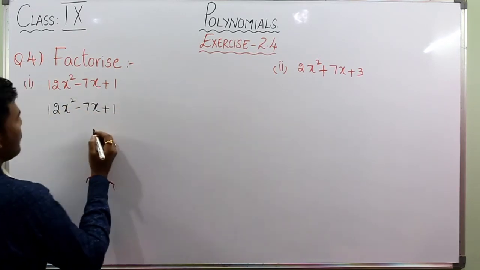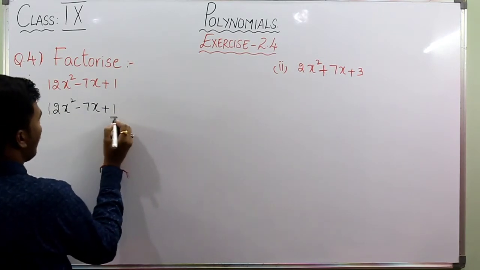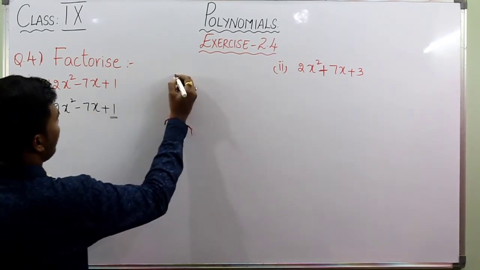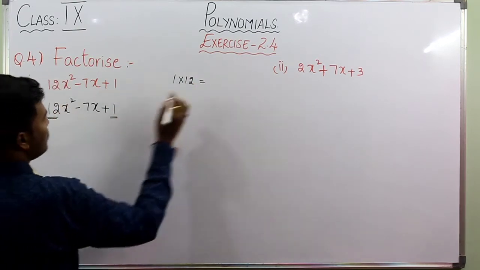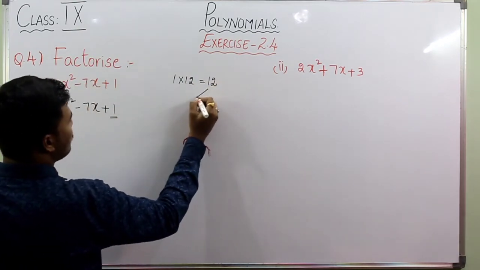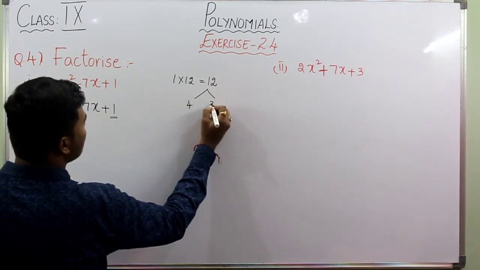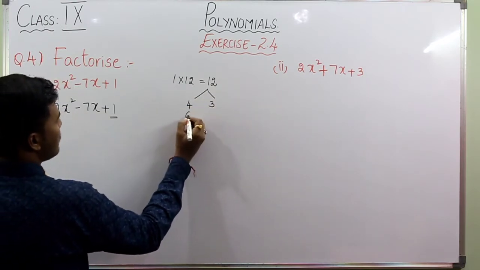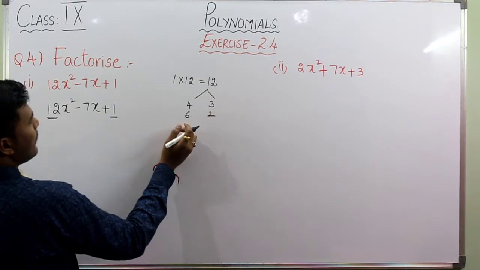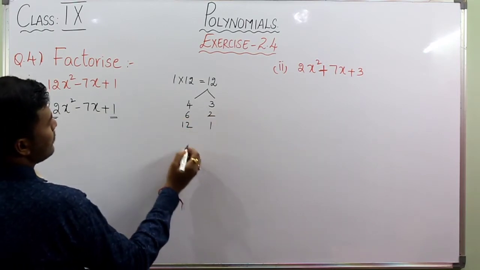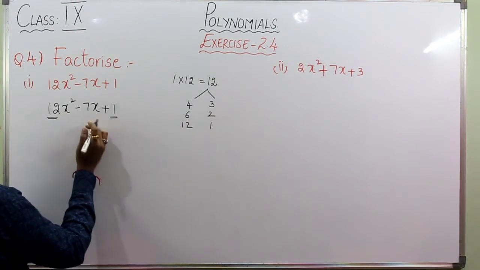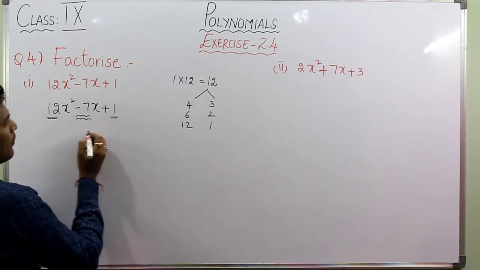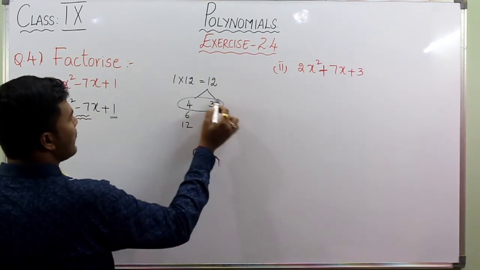The first step of factorization is to find the product of the constant and the coefficient of x square. Then it will become 1 into 12 is 12. So the factors of 12 are 4 and 3, right? And 6 and 2, right? And 12 and 1. If I take any of these pairs, I should get minus 7 as the middle term. Okay. So I'm selecting the first pair, that is 4 and 3.